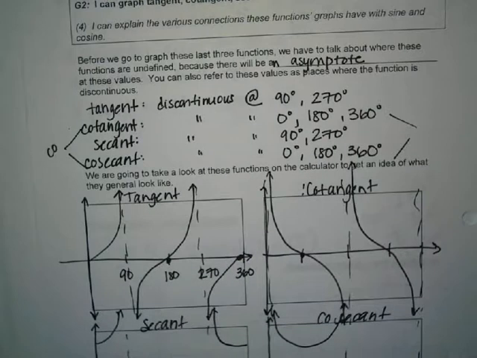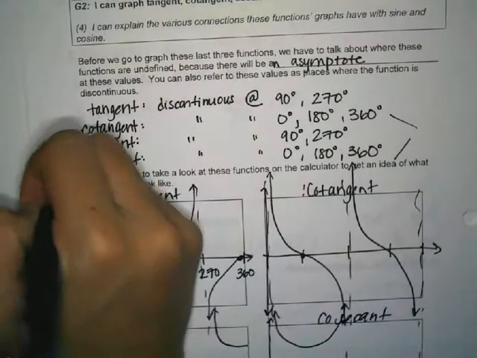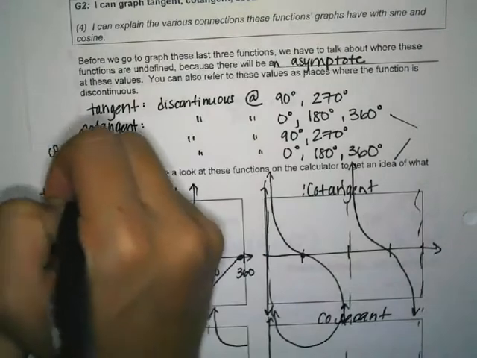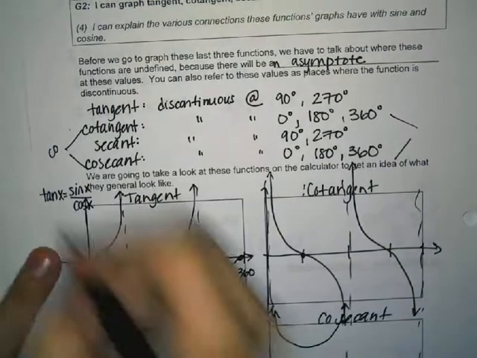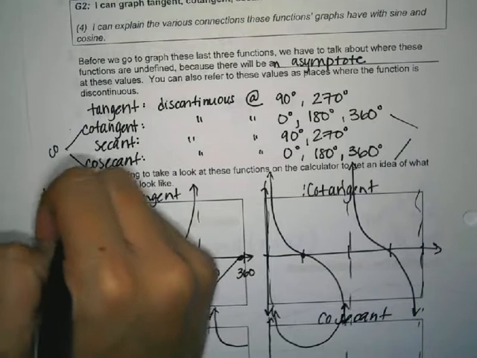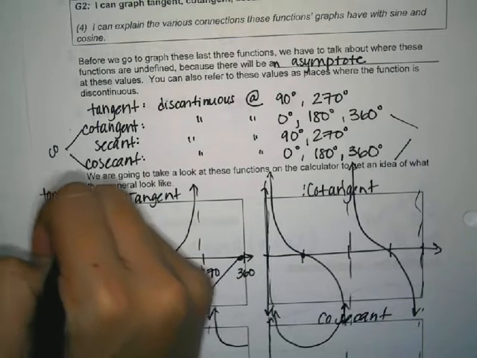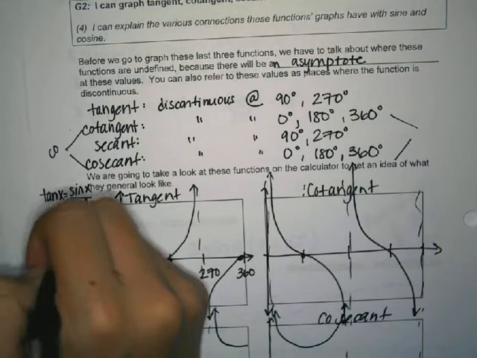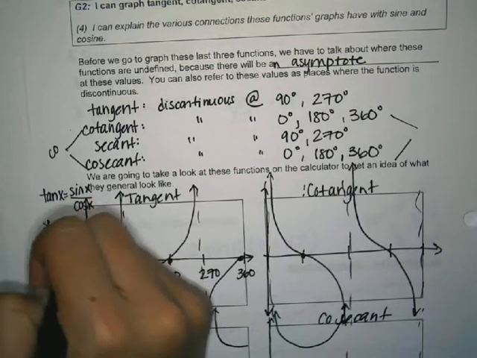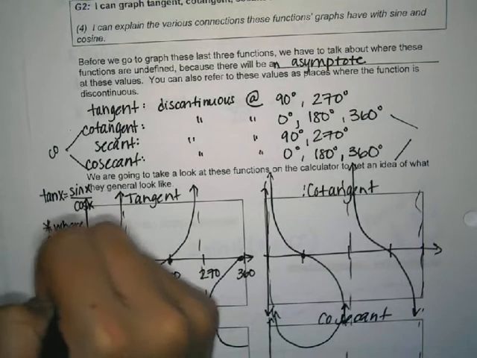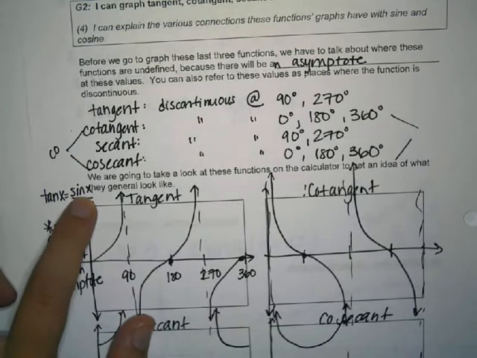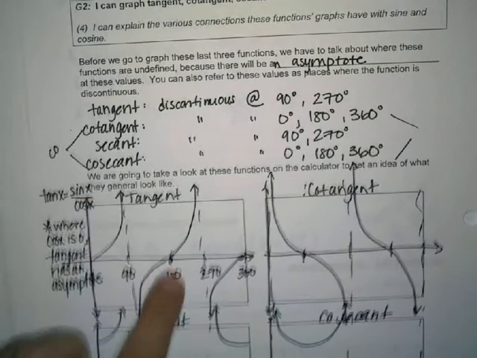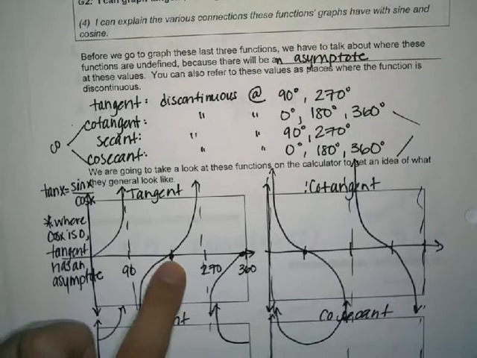Alright, let's look at tangent and cotangent. Tangent can be written as sine over cosine. So wherever cosine is 0, tangent has an asymptote. And wherever sine is 0, 0 divided by anything is still 0. So wherever sine is 0, you have a point on the tangent function that lines up with that.